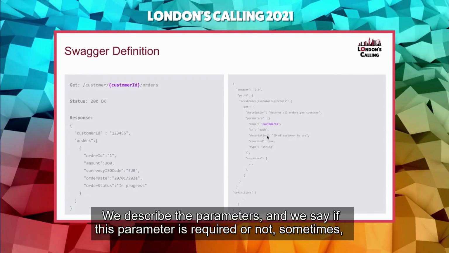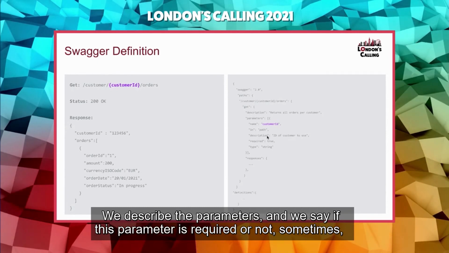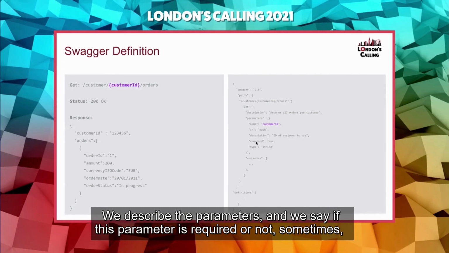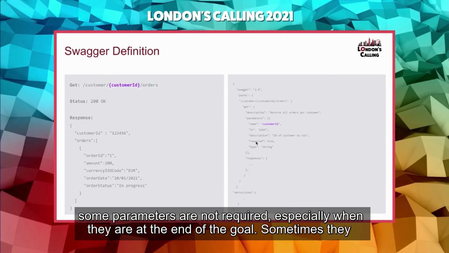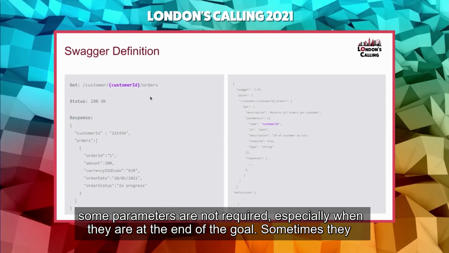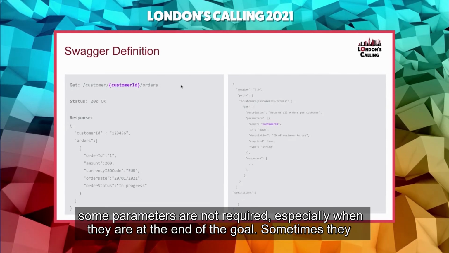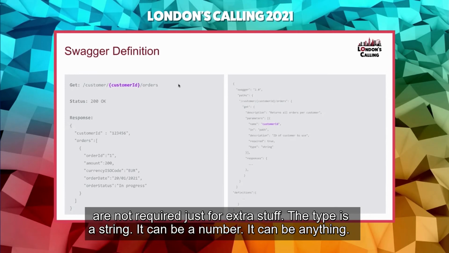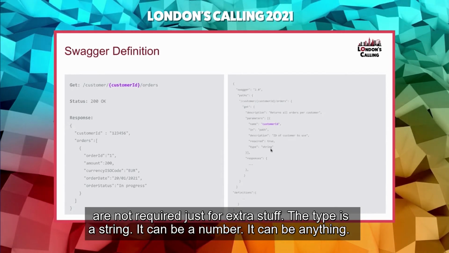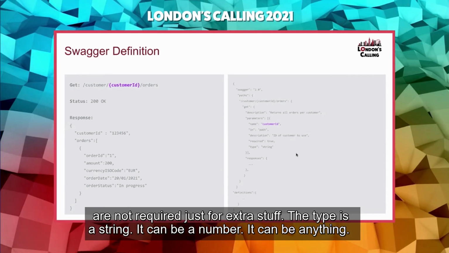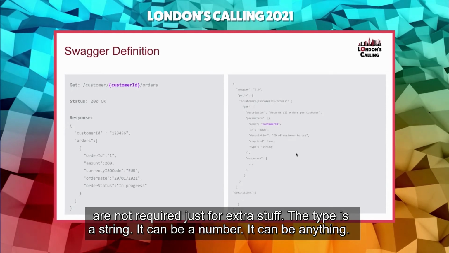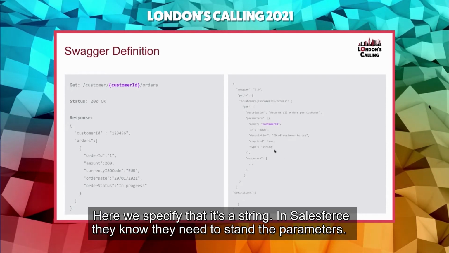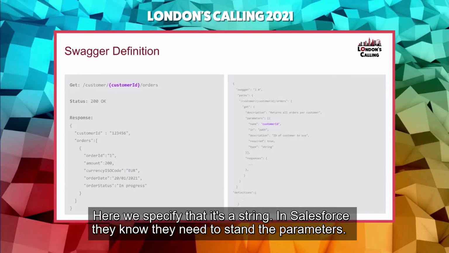We describe the parameter, and we say whether this parameter is required or not. Sometimes some parameters are not required, especially when they are at the end of the call. They're just for extra stuff. And the type is a string. It can be a number, it can be anything, but here we specify that it's a string. So in Salesforce, they know that they need to send a string parameter.